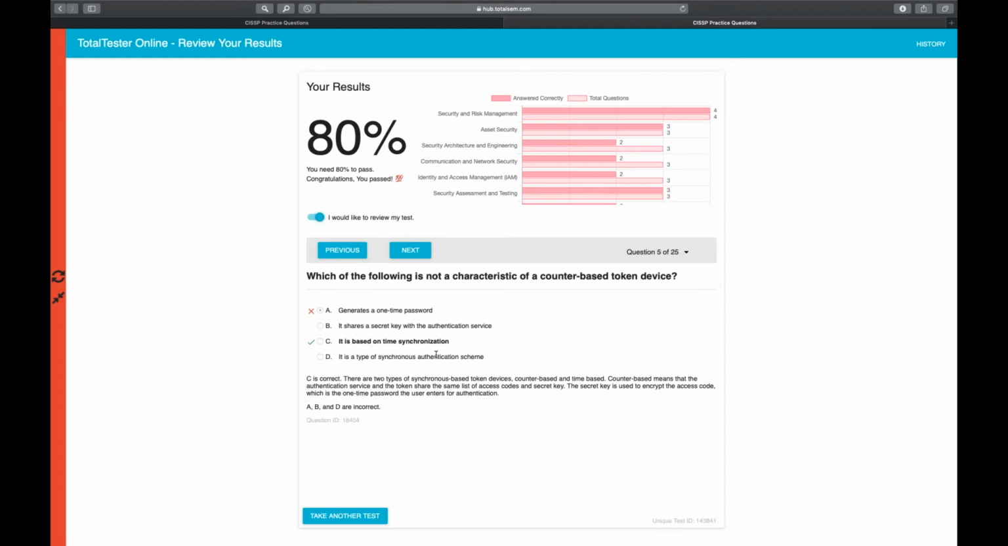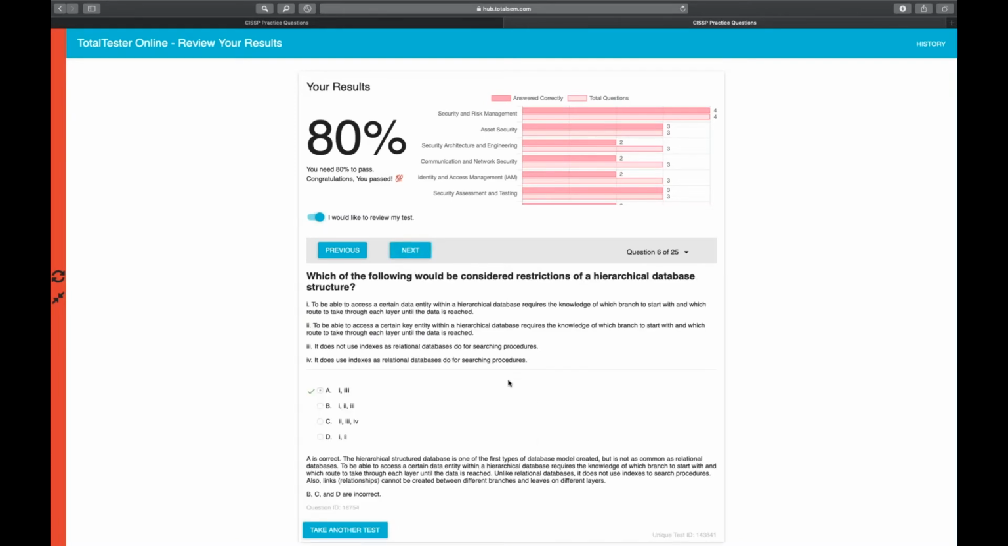Counter-based means that the authentication service and the token share the same list of access codes and secret keys. The secret key is used to encrypt the access code, which is the one-time password the user enters for authentication. Yeah, okay. So it's considering that one-time code to be a password, and I don't like that. A password and a passcode are different from a passphrase, but okay. We guessed right on this one.